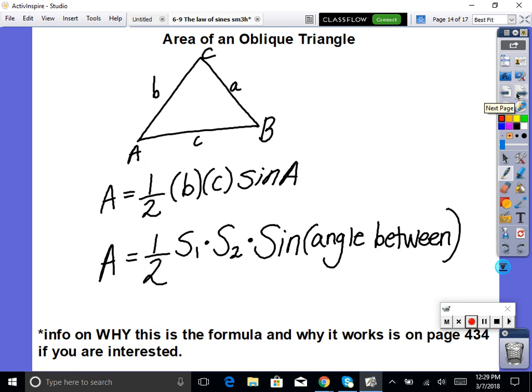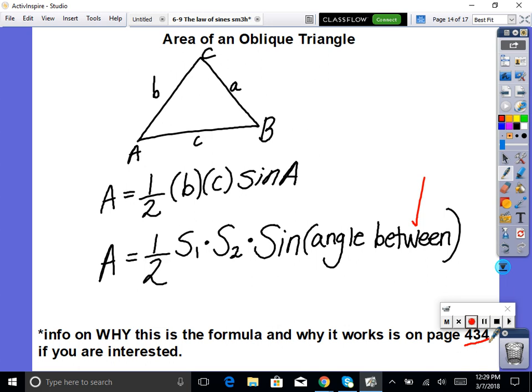Okay, last thing we have to learn is how to find the area of a non-right triangle. It's actually really easy. So, area of a right triangle is 1/2 times base times height. That's where this formula is derived from. If you want to know how they got this formula, it's on page 434. You can go look and see for yourself. We don't have time. Okay, so here's the formula.